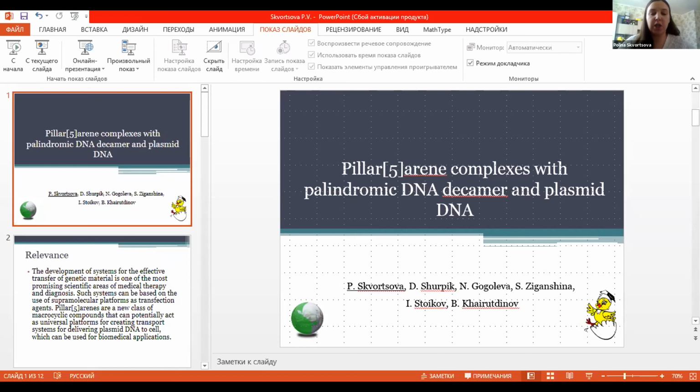Conventionally, transfection takes place in 3 stages. First of all, this is the condensation or compactization of the DNA molecule. The second stage of transfection is the passage of the DNA-transfection agent complex through the membrane. And the third stage is the release of the DNA molecule into the intracellular space.